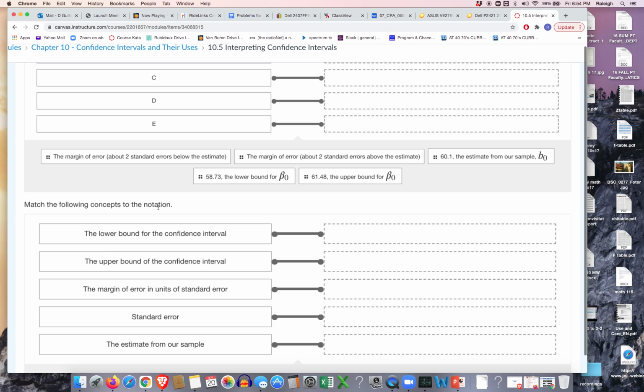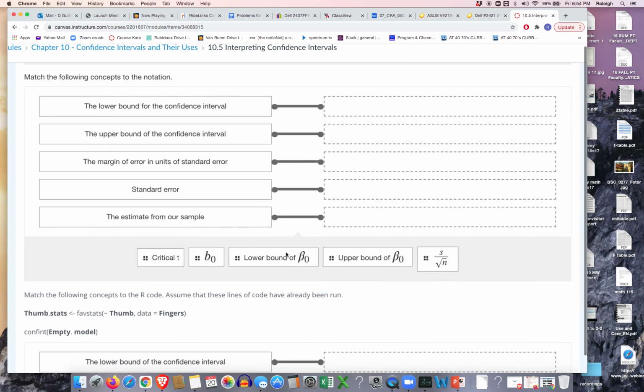Match the following concepts to the notation. And yes, you should probably try this first. If you want to pause the recording and do it yourself, please do. This is meant to be kind of a double check, not meant to just guide you through. At least at this point, you should kind of be picking up stuff. So we're into the more mainstream material now, believe it or not. Match the following concepts to the notation.